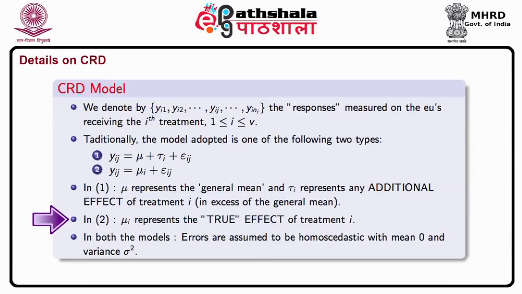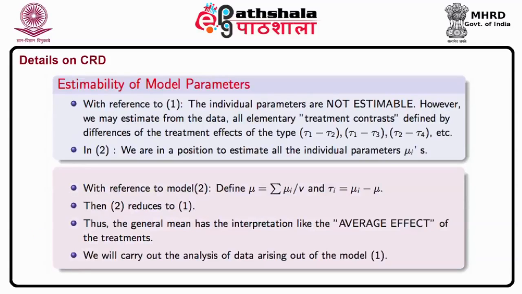So for 2, mu I represents the true effect of treatment I. And in both the models, errors are assumed to be homoscedastic with mean 0 and variance sigma square. Now, with reference to 1, the individual parameters are not estimable. However, we may estimate from the data all elementary treatment contrasts defined by differences of the treatment effects of the type tau 1 minus tau 2, tau 1 minus tau 3, tau 1 minus tau 4 and so on. Now, in 2, we are in a position to estimate all the individual parameters mu i's.